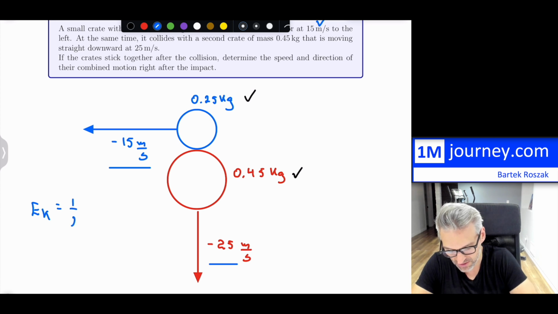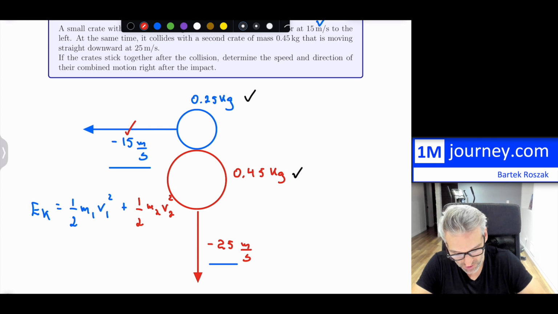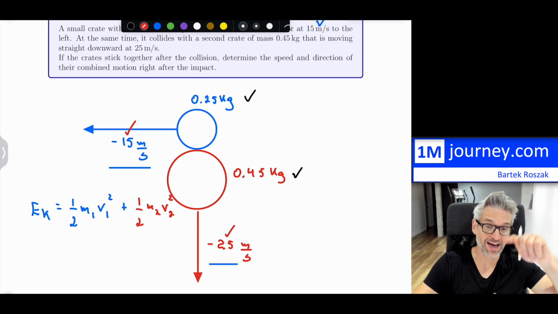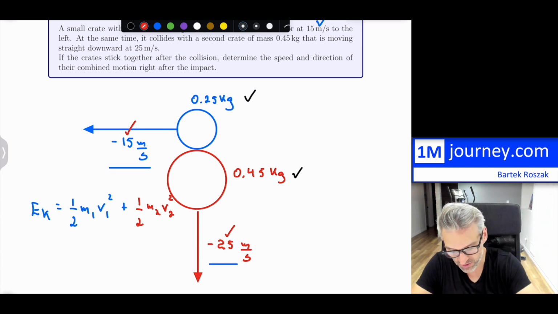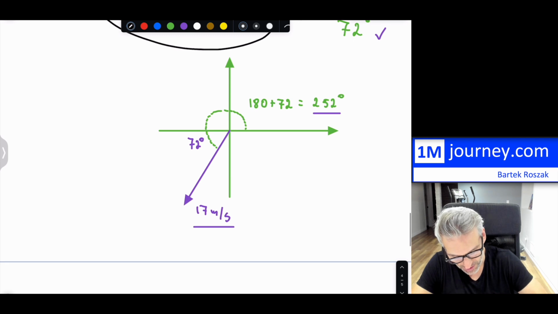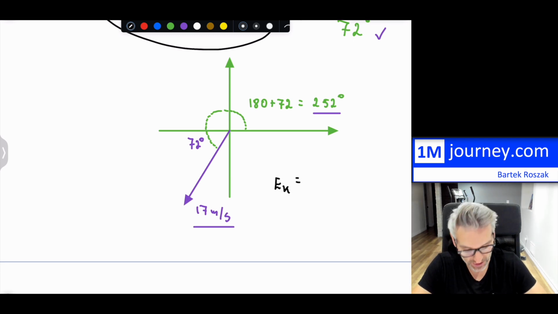And don't forget, this is 1/2 m1 multiplied by v1 squared plus 1/2 m2 multiplied by v2 squared. And you are taking the magnitudes over here. All right, so that's what you would have been taking. And then after the collision, now we've already calculated it, but this is the final kinetic energy.